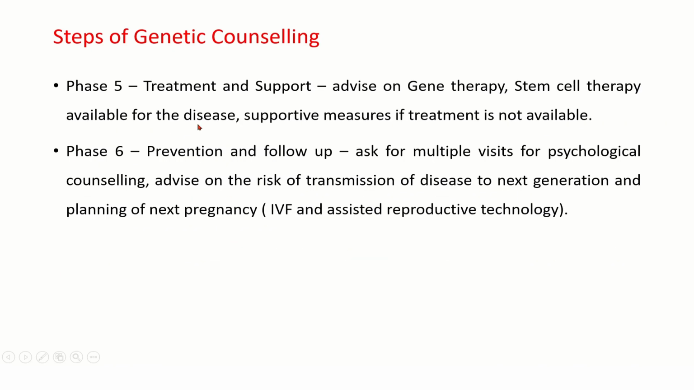Phase 5, treatment and support: advice on gene therapy, stem cell therapy available for the disease, and supportive measures if treatment is not available. Then phase 6, prevention and follow-up: ask for multiple visits for psychological counseling, advice on the risk of transmission of disease to the next generation, and planning of the next pregnancy. You can give them options of IVF, assisted reproductive technology or surrogacy.